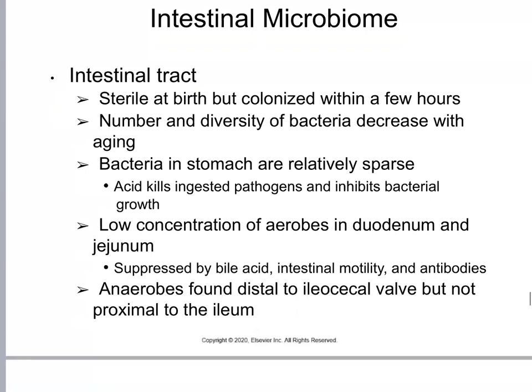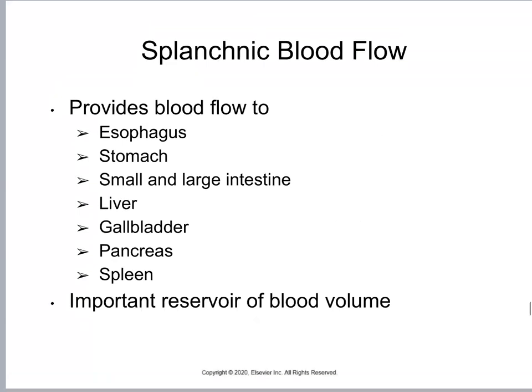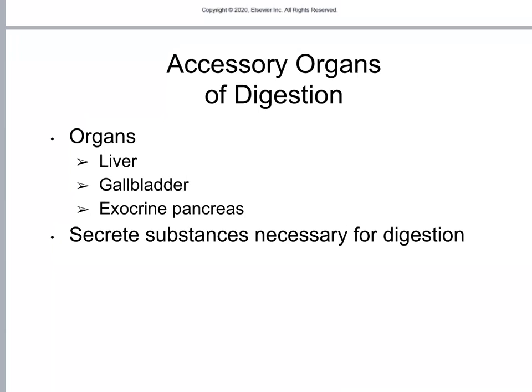And then just a word about splenic blood flow. This provides blood flow to the esophagus, the stomach, the small and large intestine, the liver, the gallbladder, the pancreas, and the spleen, and it's an important reservoir of blood volume. The accessory organs of digestion are the liver, the gallbladder, and the exocrine pancreas, and their broad purpose is to secrete substances necessary for digestion.